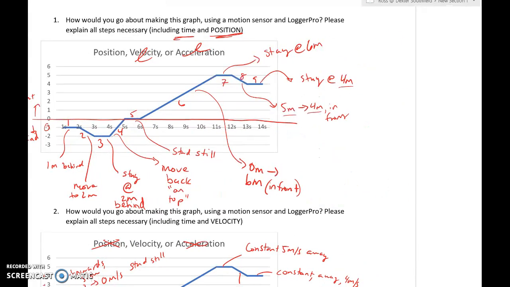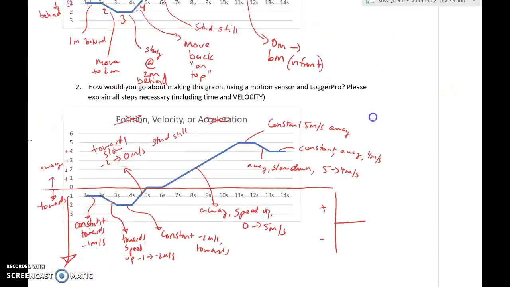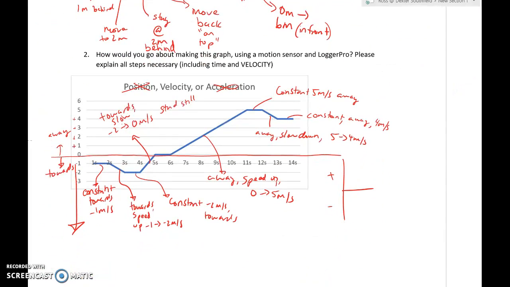So for instance, you could say seconds 1 to 2, and it's stand 1m behind, right? Keep it short and simple. Keep it in note form. You've got all the information. You've got your time, you've got whatever the action is, and you've got the distance. So we're going to move on to velocity here.